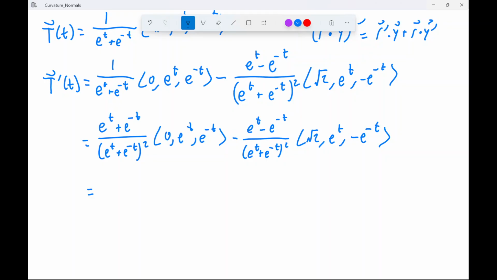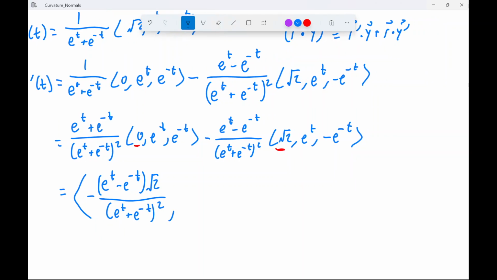And so now what I can do is add just the numerators and keep the denominator, because that is how fractions work. And I'll do it component by component. So let's see, that is going to be this one. This first one, I'm doing this one and this one. This first one's 0, so we'll just have negative e to the t minus e to the negative t times root 2 over e to the t plus e to the negative t squared.